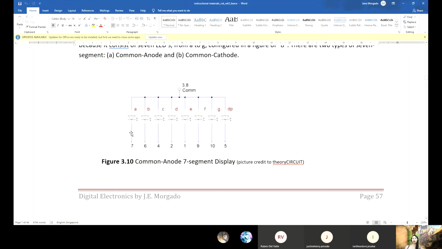Since this is common anode, to turn on the LED you have to invert your output. LED A will only turn on if the supply to pin 7 is 0 or negative. So this is common anode. Actually, this is more preferable than the common cathode.